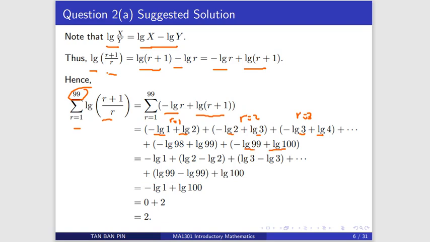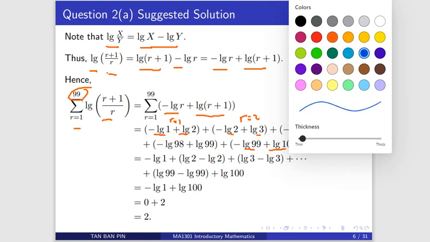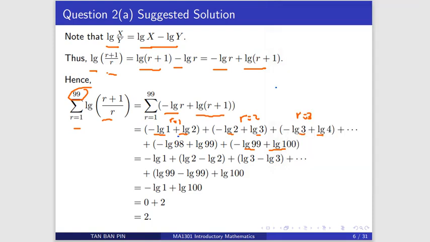And after that, you observe there are a lot of cancellations. Plus log 2 and minus log 2 cancel. Log 3 and minus log 3 cancel. Log 4 and minus log 4 will cancel. So in this way, you know that all the middle terms will cancel, and log 98 and minus log 98 will cancel with the previous term. Then log 99 and minus log 99 cancel, which means you are left with minus log 1 and log 100.